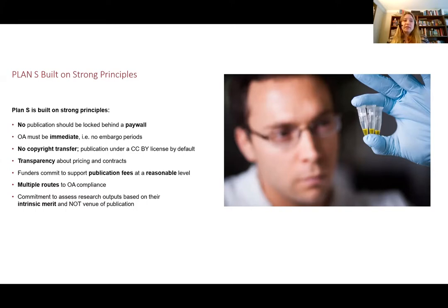Multiple routes to compliance. So this is definitely very important to PLOS. While we are trying to align all funders on policy and have that kind of collective action position, we wanted to be flexible in the routes because, again, not everyone can pay for all APCs or have grant budgets go towards those things. And so we wanted to ensure that finding a comfortable route to open access compliance wasn't an issue. And then we're having more and more discussions both within the coalition and within the foundation to assess research outputs based on their intrinsic merit and not necessarily the venue of publication.